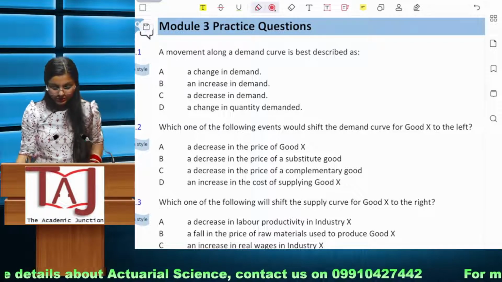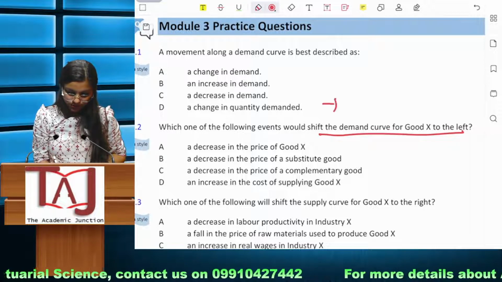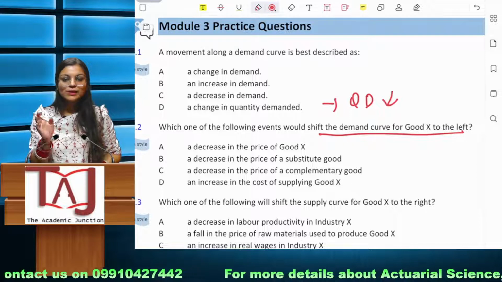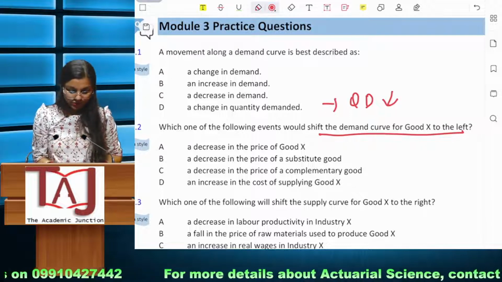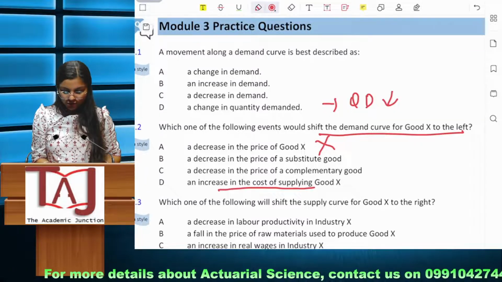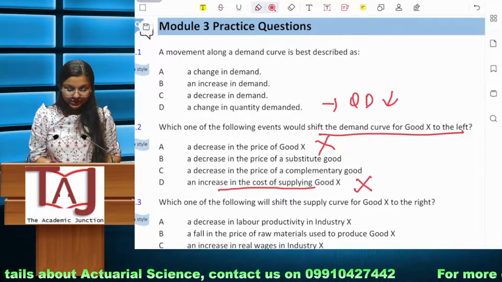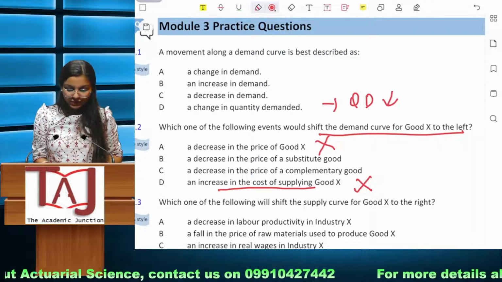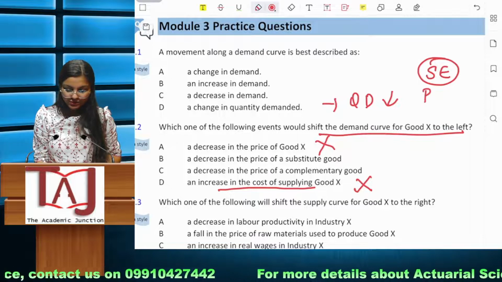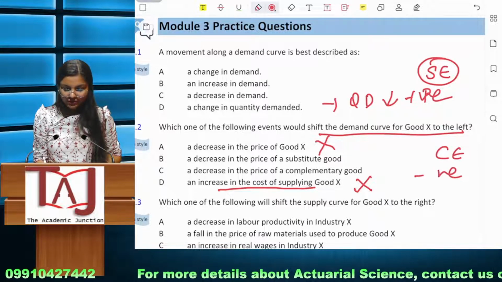Let's discuss. Change kya ho raha hai? Demand curve is shifting. That means quantity demanded is falling. If demand curve is shifting, iska matlab price mein change nahi aaya. So we cannot have option A. Increase in cost of supplying good X, that's a supply factor. We cannot have option D. Bacha kya, B or C? Abhi humne pehle discuss kiya: in substitution effect we have positive relationship, in complementary effect we have negative relationship.